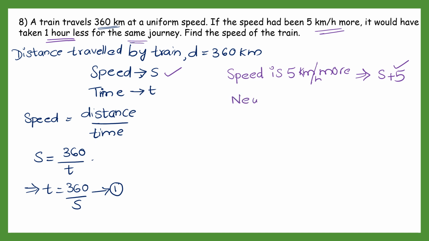Now new time. They are telling it will take 1 hour less. Initial time is what? T hours. Now it is taking 1 hour less. That means T minus 1. Then find the speed of the train.